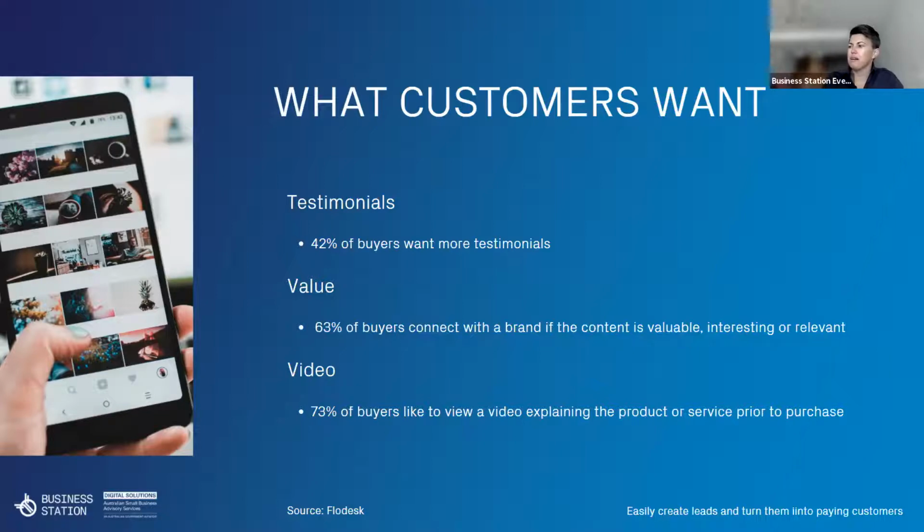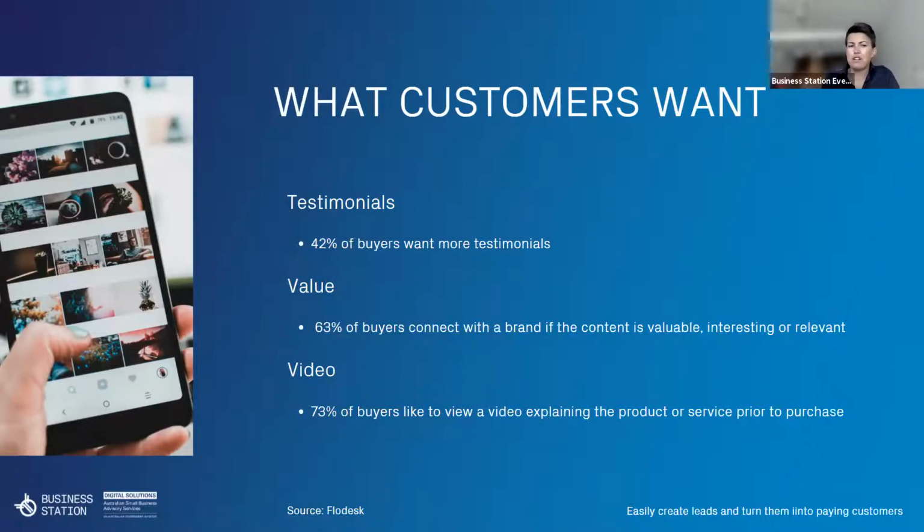I've been harping on about value for so long, I feel like a broken record, but the evidence is in the numbers. So 63% of people who shop online or do business online say that if a brand provides content that's valuable, that it's interesting and it's relevant, they're more inclined to develop that loyalty for that brand.